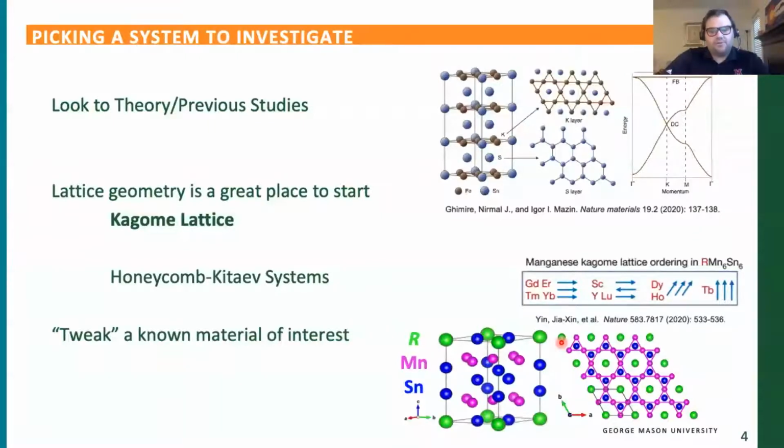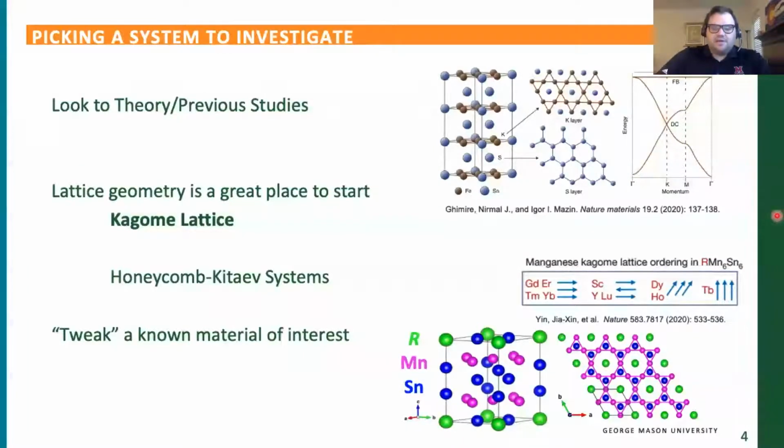Beyond reading many theory papers, looking to specific lattice geometries is a great place to start. As examples, I'll talk about the Kagome net lattices and the honeycomb Kitaev materials. Kagome net systems inherently exhibit topological electronic structures. And here for iron tin, we can see both hexagonal and Kagome layers exist within this crystal structure. And this Kagome layer leads to the formation of Dirac cones and flat band physics in this material. Both interesting topological electronics that we hope to study.